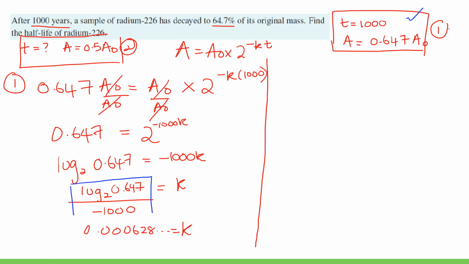So we've now done part one. This one has helped us find k. We're now up to part two, where we're going to find the half-life. So the amount that I'm looking for is half of the original, equals the original times 2 to the power of negative kt. Instead of writing this whole decimal, I could write this fraction, but because this fraction is quite large, I'm just going to write k for now, but I know in my head I've already found it, and it's this fraction here. Divide both sides by A0.